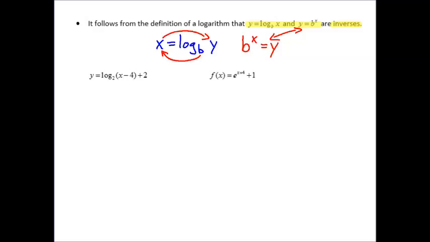So let's practice finding inverse functions of logarithmic and exponential functions, and at the same time practice using our cyclical pattern to rewrite those functions from exponential form into logarithmic form and backwards. So in our first example here, y is equal to log base 2 of x minus 4, plus 2. I'm going to again switch the x and the y.